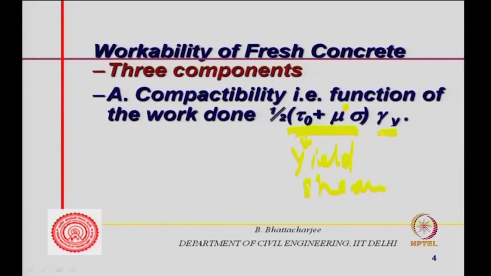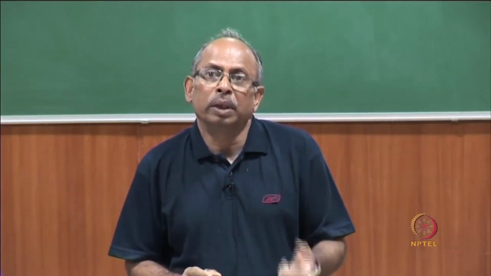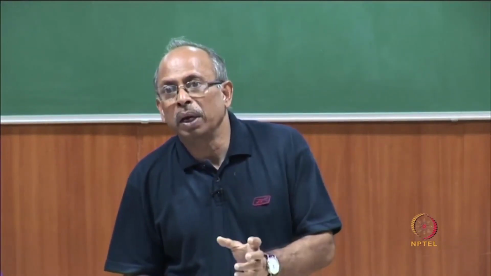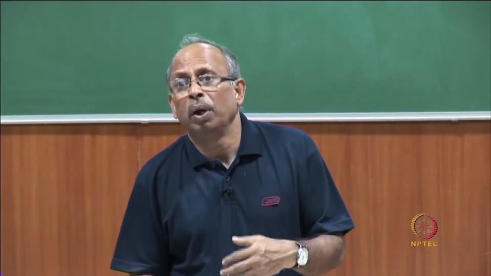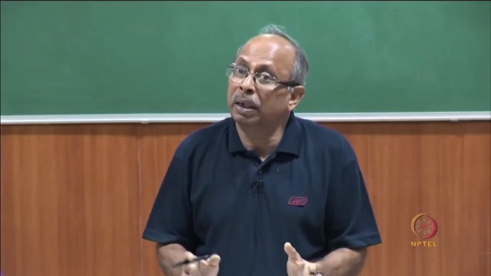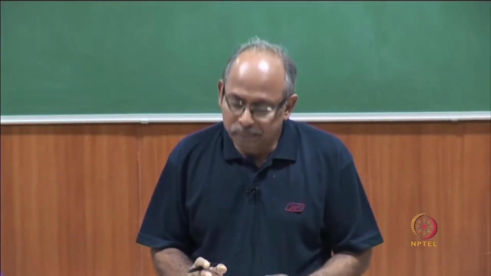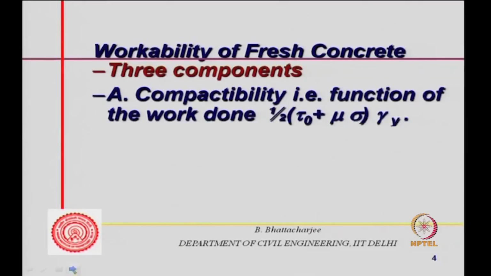So, half shear stress into strain, we know, is the strain energy, that is the kind of work done. That is the strain energy that the material will absorb. So, compactability is a function of the work done, which is half stress into strain, and stress is yield shear stress plus the viscosity term, and if you have applied any normal stress. We will come to this in the next lecture when we talk of compaction a little bit more. So, this is a function of the work done, which is given as the strain energy, half shear stress multiplied by the strain, right. So, that is compactability.